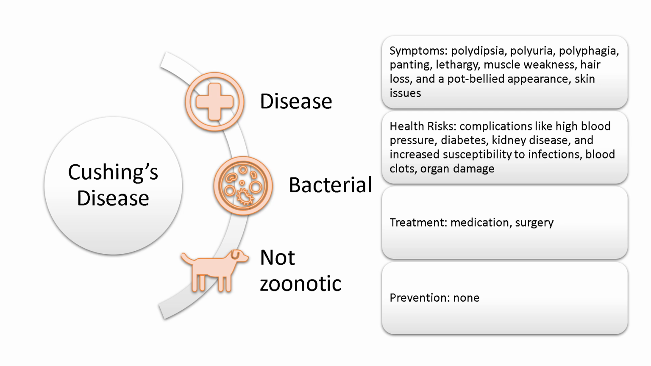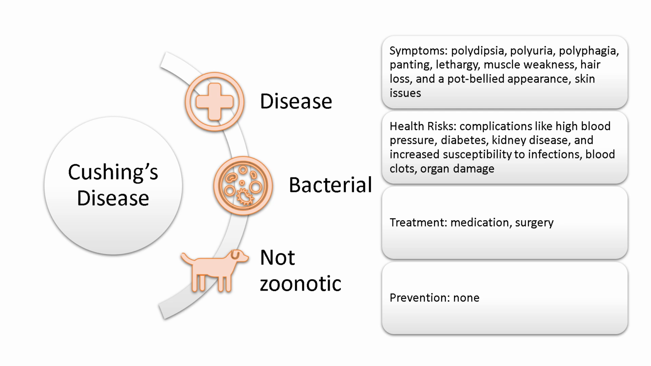It develops over time due to either a benign tumour in the pituitary gland, which causes a release of too much hormone, or an adrenal gland tumour that directly overproduces cortisol. It most commonly occurs in middle-aged to older dogs, and some breeds are more predisposed. Another cause could be as a result of high doses of steroid medication.